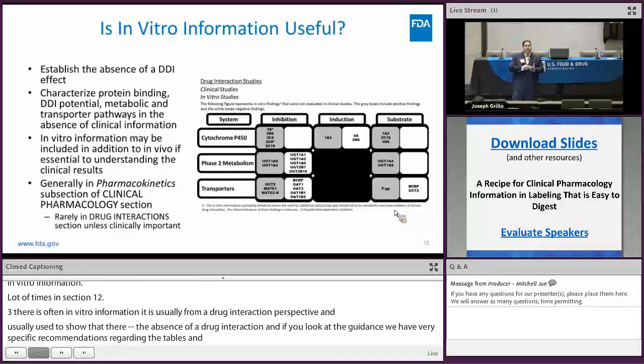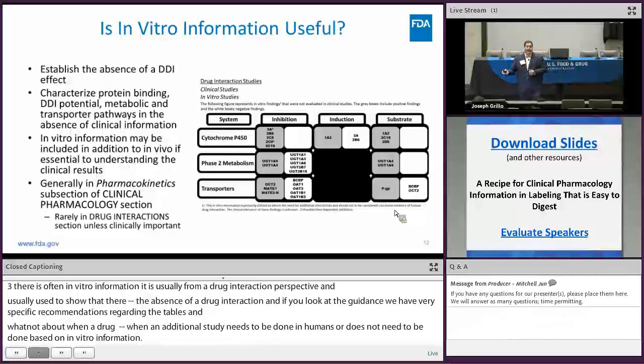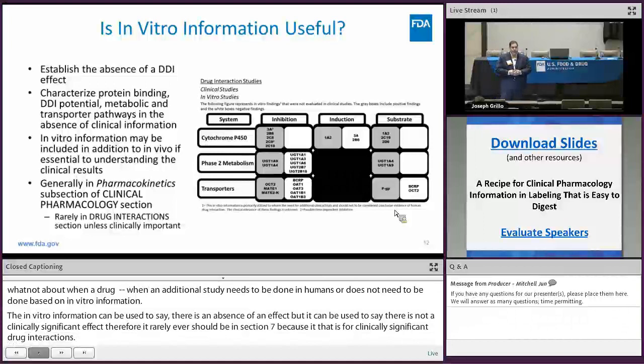But the in vitro information can be used to say there's an absence of an effect, but it can't be used to say there is a clinically significant effect. So therefore, it rarely, if ever, should be in Section 7, right? Because Section 7 is for clinically significant drug interactions, and in vitro information by itself can't do that. It's used sometimes to describe certain pharmacokinetic parameters, specifically protein binding is a big one. Metabolic pathways is another. Those are areas where we might see it as well.